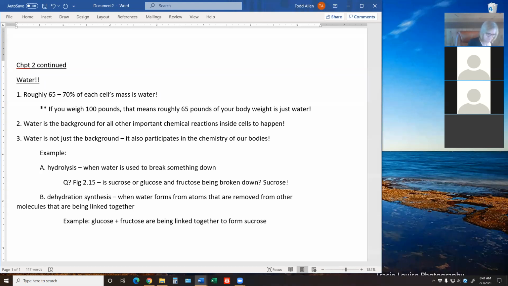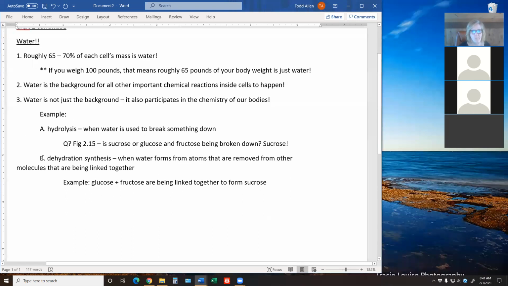Okay? So again, we're talking about water. We're not talking too much about the chemistry here yet, but we're talking about water and telling you that water is a participant in all the chemical reactions of a cell, and we must never forget that. That's extremely important. Okay. All right. Any questions so far? All right, let's keep rolling.